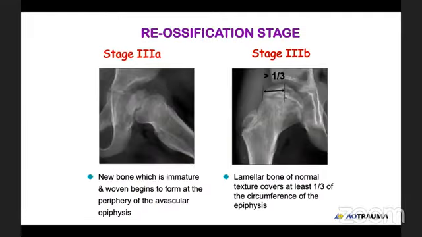Then we go on to stage 3, which is the reossification stage. And this is a stage where really whatever you do is not going to change your natural history. This is just a progression of Perthes disease. It's divided again into 3A and 3B.